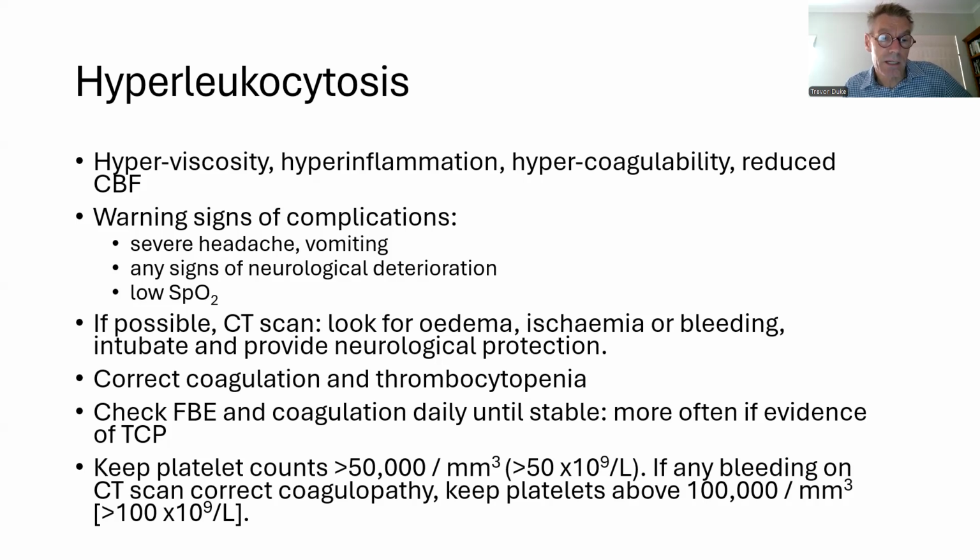These patients often have a coagulopathy, and they often have thrombocytopenia, a low platelet count, as well as a high white cell count in the peripheral blood. And they have thrombocytopenia just because their bone marrow is packed with leukemic cells. You should, in these patients, check the full blood count and the coagulation if you can. Do it daily until they're stable, especially if they've got thrombocytopenia.